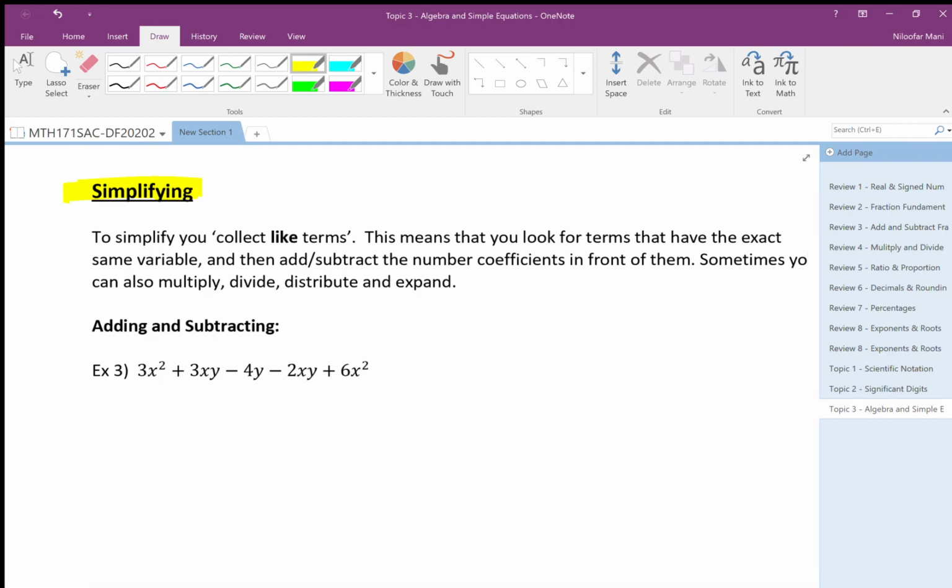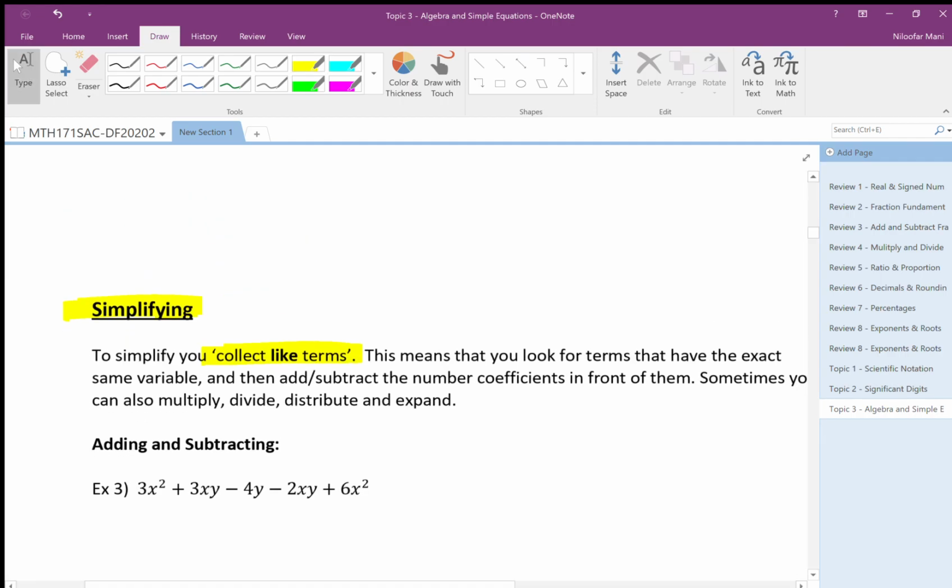If you have addition and subtraction and you want to simplify, you have to collect like terms. By like terms, I mean when you have the same variable to the same power beside the coefficient in the term. You say two terms are the same if you have the same variable to the same power.